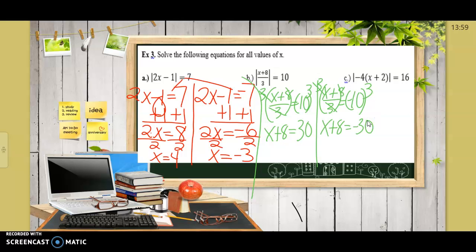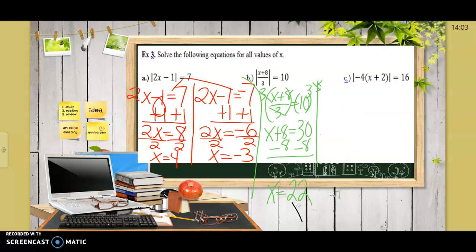All right, only one more step after this. Subtract 8, subtract 8. Going to do that over here too. And x is equal to 22, positive over there. And over here, it's going to be -38. Yeah, use that calculator. Remember your integer signs, all right?